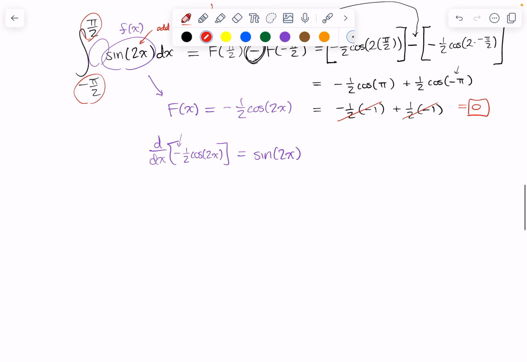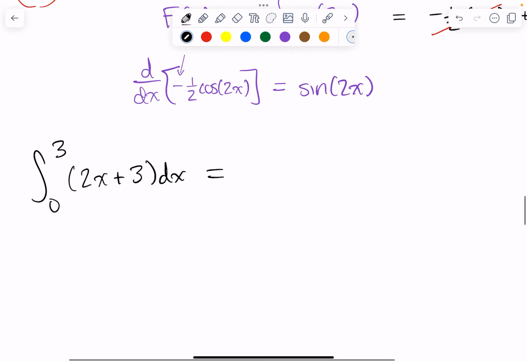Let's keep going. The integral from 0 to 3 of 2x plus 3 dx. All right, what is the antiderivative? That's going to be x squared plus 3x.